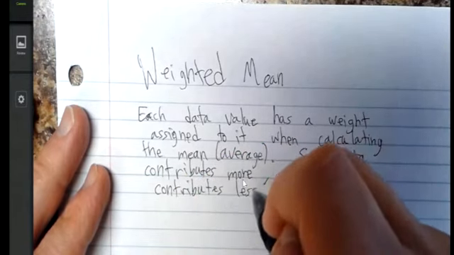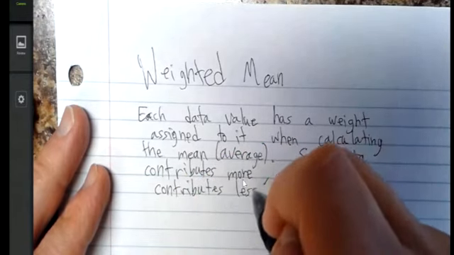So that's just one example of where the weighted mean is used. You put more emphasis on certain things and less on others when you're figuring out an average instead of just straight figuring it out. All right, let's go to page 36. And we're going to look at our first example of what weighted mean is.